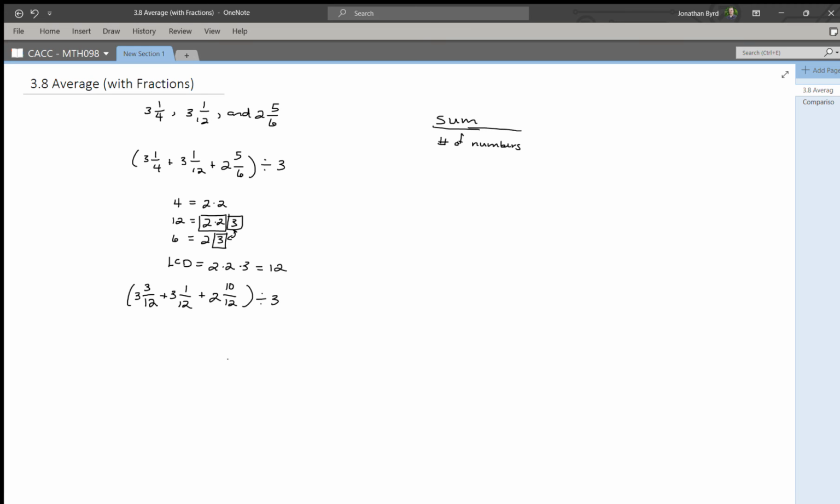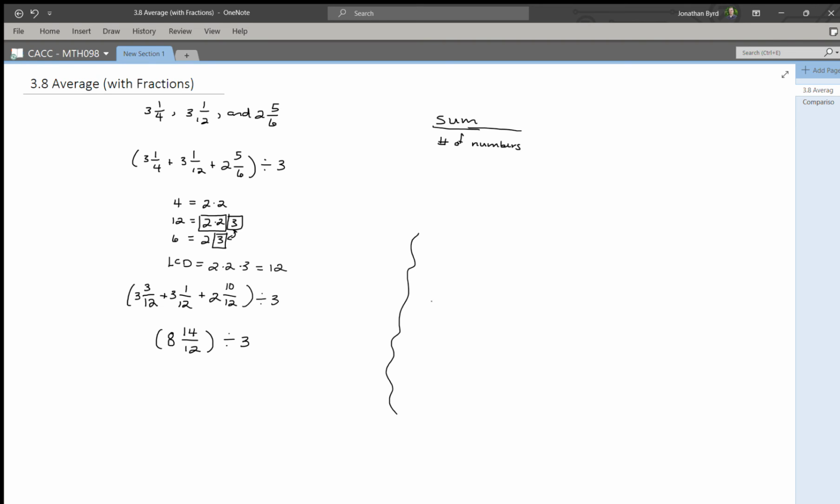Now, here's the sort of tricky part, if you will. I have to add, rather, the bits in parentheses. So the easiest way for me to add mixed numbers is to add their whole number parts, 3 plus 3 plus 2. So that should be 8. And then add their fraction parts: 3 plus 1 plus 10. So that should be 14. And divide by 3. Now, the 8 and 14/12 is not a common method of expressing a fraction because it's improper and it's also a mixed number.